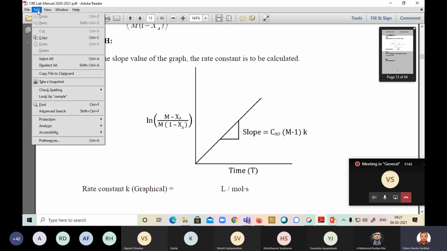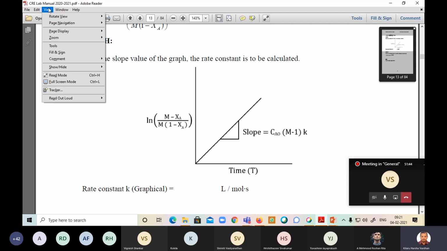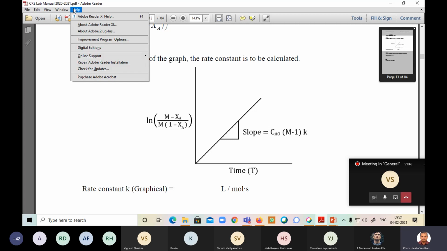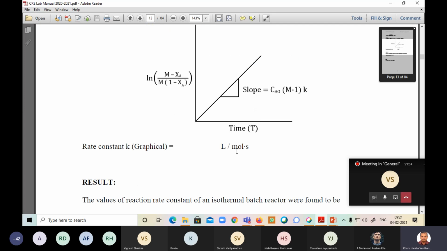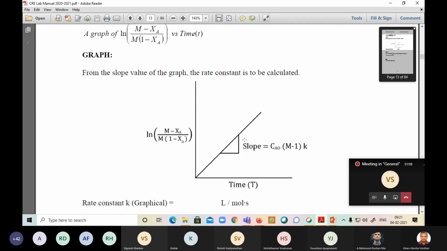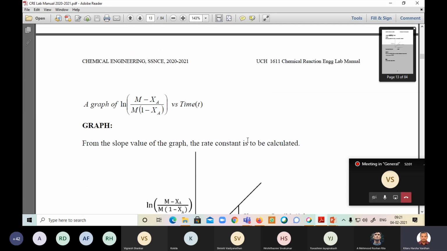Okay, right. The slope will be this. You know what is CA0, M minus 1. Then you can calculate K. That is what is K. Any doubt in batch reactor calculations?